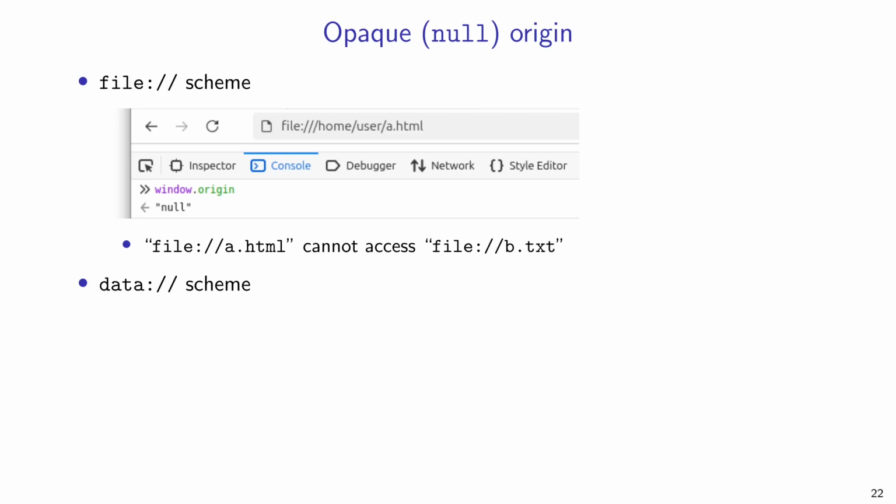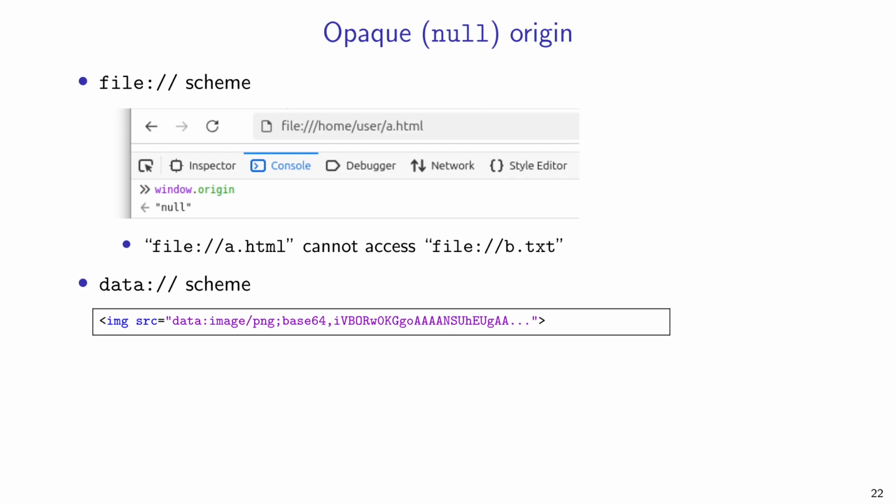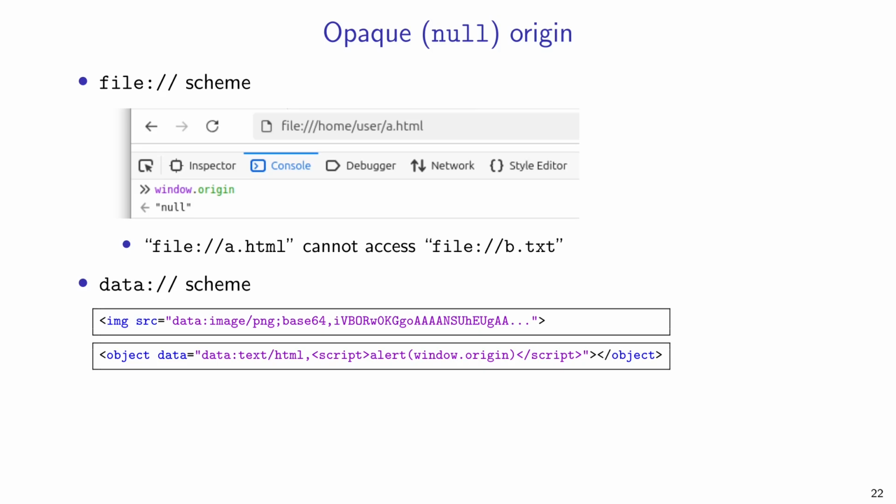Similarly, resources that use the data scheme also have a null origin. The data scheme allows data to be embedded directly in a URL. For instance, here we use it to embed an image directly in an HTML element. This is convenient as it doesn't require loading an external resource. Now, we probably don't care much about the origin of an embedded image, but things get more interesting when the data URL is used to embed HTML that runs JavaScript. So in that case, the JavaScript runs in an isolated null origin.